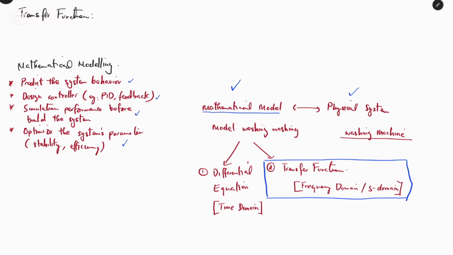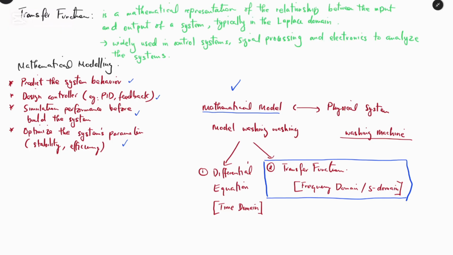So if you have a mathematical model that is correct, and when you build a system and apply a test to a physical system, the test result must correspond to the mathematical model. And we can now define what a transfer function is. The transfer function is defined as a mathematical representation of the relationship between the input and the output of a system. We always draw a simplified block diagram of the system having the input and the output.